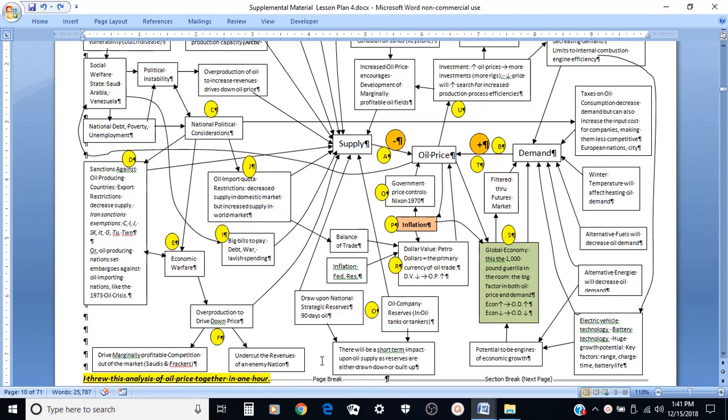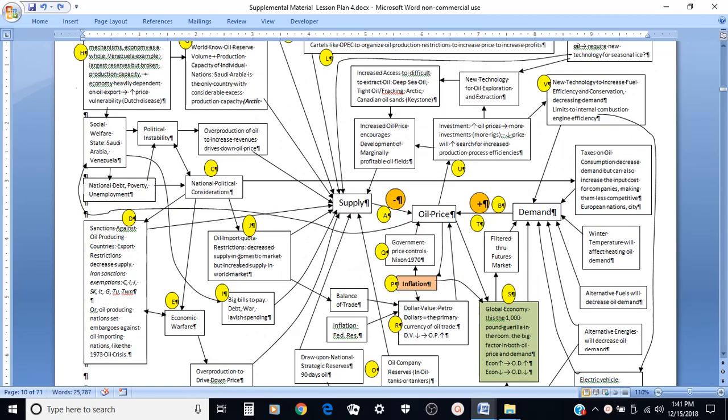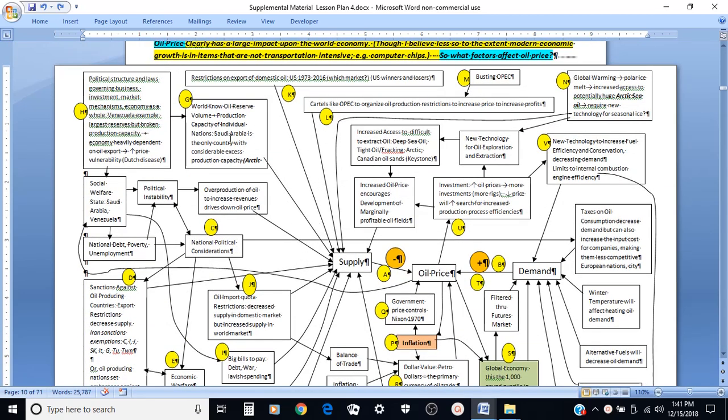Okay, so E, F, G. So another factor that can affect supply, of course, is the world known oil reserve volume, right? But it's not just the world reserve volume itself, it's the production capacity of each individual nation. And generally, only Saudi Arabia has a considerable excess production capacity. All right, they have a huge production capacity in excess of what they're producing. Now, I put here, as far as known oil reserves, there's believed to be the largest oil reserves under the Arctic ice, which could be made available as global warming melts the Arctic ice.